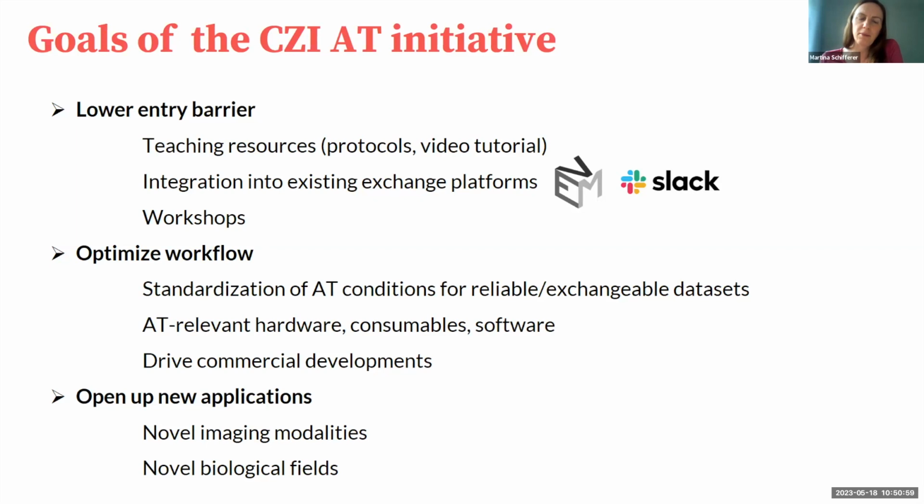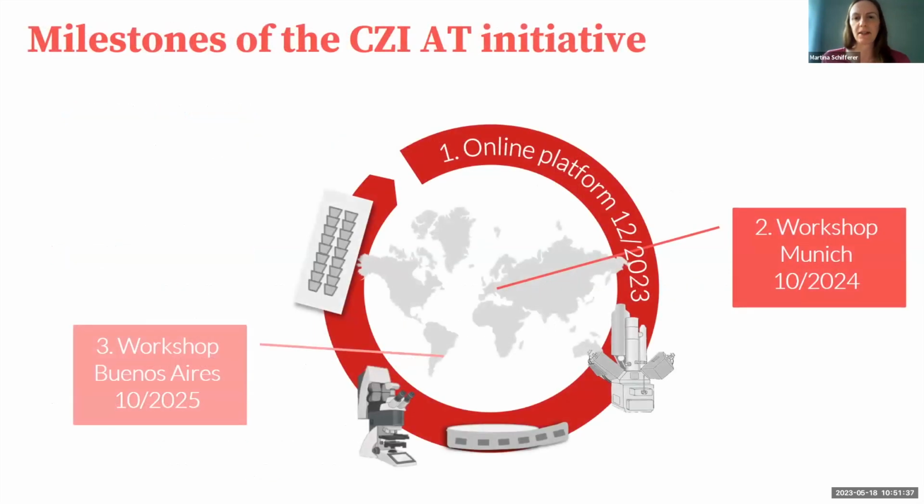Another aim is to open up new applications, and that concerns both modalities. It has not been extensively applied for light microscopy; it's really mostly for electron microscopy, and also other modalities, and of course multimodal imaging, and also to access new biological fields. Especially we think it would be very useful for human pathology because of the storability of the tissue libraries on the different support structures. And these are basically our milestones within the initiative.